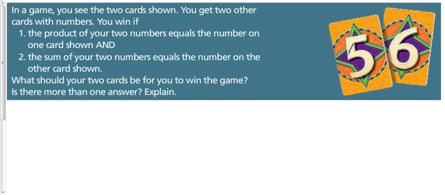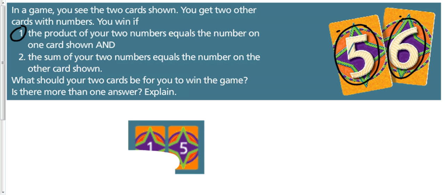Okay? So let's start here with this little quick game. You see two cards shown on the right. You get the other two cards with numbers, any numbers. And you're going to win if, number one, the product of two of your numbers equals one of these two numbers, and the sum equals the other number. So if you think about this, we're trying to figure out what two numbers multiply together to give you 5 and then add together to give you 6. Well, the two numbers that I could think of that multiply together to give me 5 and add up together to give me 6 is going to be 1 and 5.